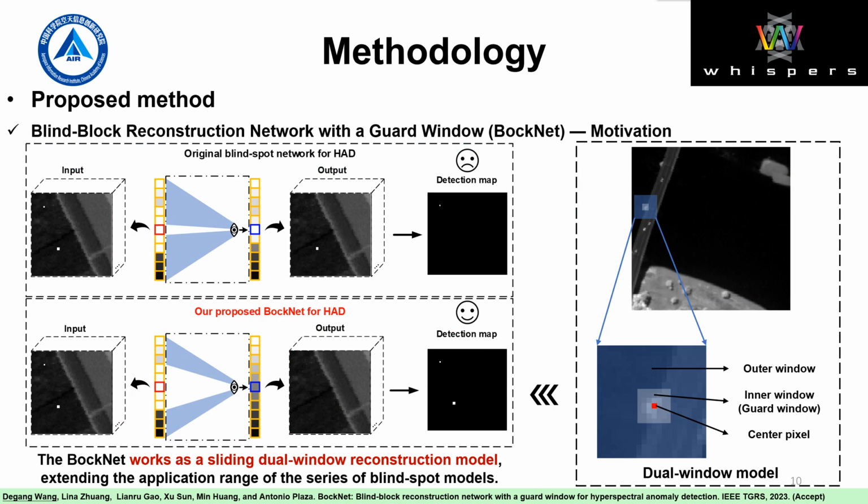Secondly, I would like to introduce the proposed method, the blind block network, BockNet, in our paper. In order to flexibly detect anomalous targets of large and small sizes in the image, the network embeds a sliding dual-window model to extend the application range of the blind spot network.